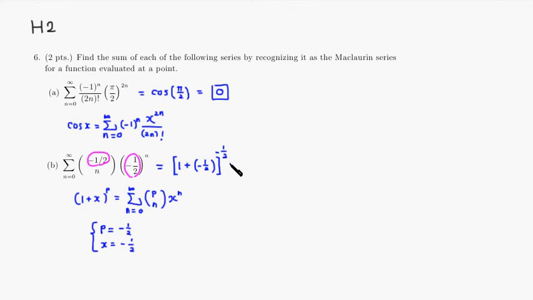So this is going to be equal to 1 minus 1/2, which is 1/2, raised to the negative 1/2. A negative power is a reciprocal, which is 2. Then the 1/2 power is a square root, so it's just going to be the square root of 2. That's the value of the summation in part B. That's it. I hope that this was clear.